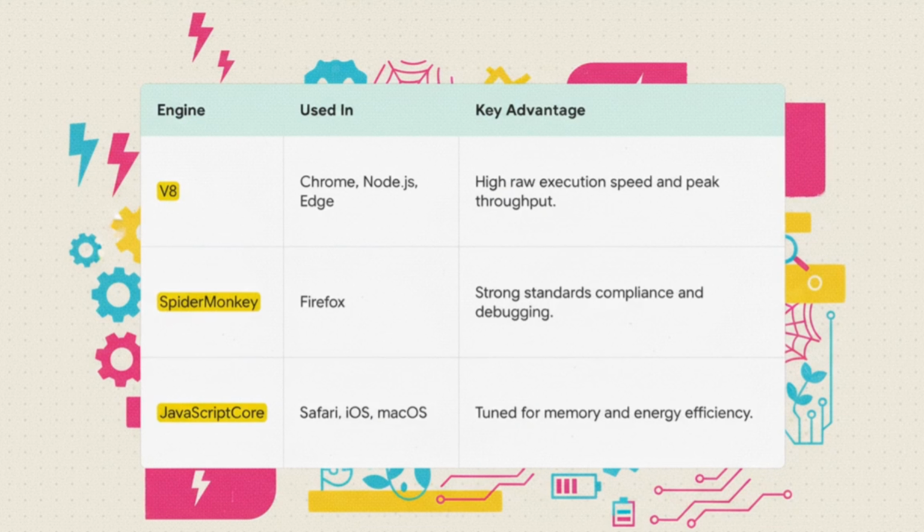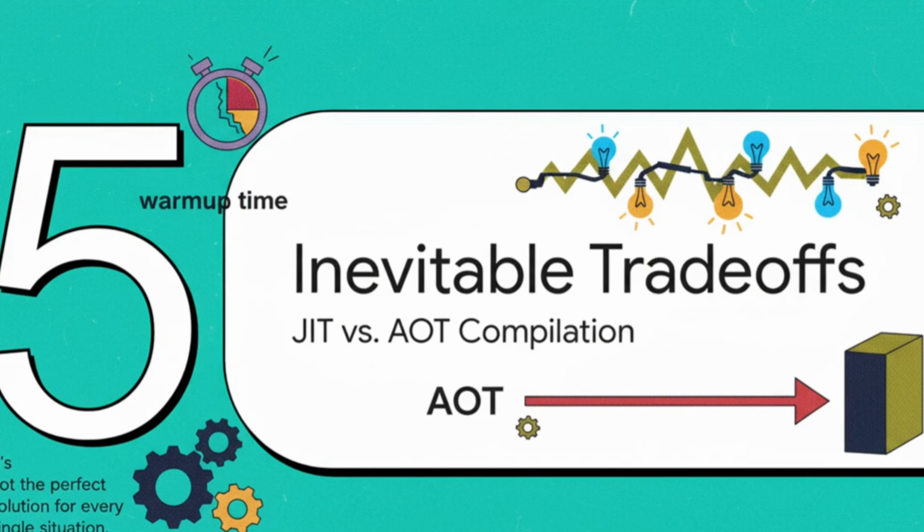And this table shows you all the heavy hitters. You've got Google's V8 engine, which powers Chrome and Node.js, and it's all about raw execution speed. Then there's Mozilla's SpiderMonkey and Firefox, which really focuses on sticking to web standards. And in the Apple world, you have JavaScript Core, which is tuned specifically for great memory and energy efficiency on things like iPhones and Macs. They all use JIT, but they all tune it for slightly different goals. But as powerful as JIT is, that warm-up time we keep talking about means it's not the perfect tool for every single job. And this brings us to its main alternative.